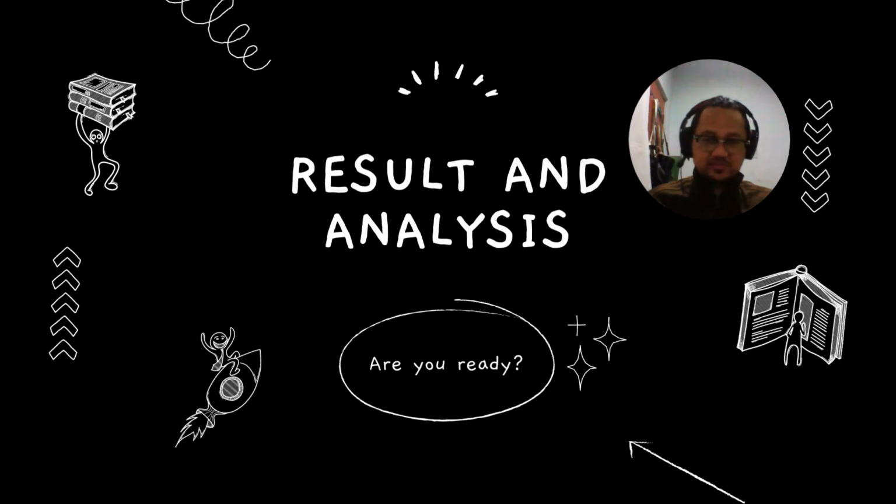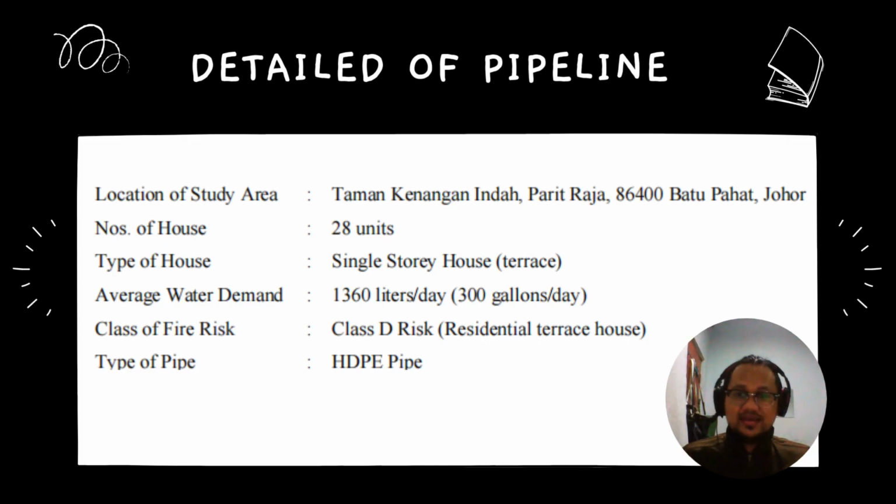Okay, next I will explain about the result and analysis for the water recirculation. As we can see on the slide, this is the detail of the pipeline. As we mentioned earlier in the project background, the study area is located at Taman Kenanga Indah, Parit Raja. This residential area consists of 28 units of single story houses, and the average water demand is 1,360 liters per day. For the class of fire risk, based on the Malaysian Water Association MWA guideline, the fire risk for a residential building is class D, with an average total flow of 1,140 liters per minute.